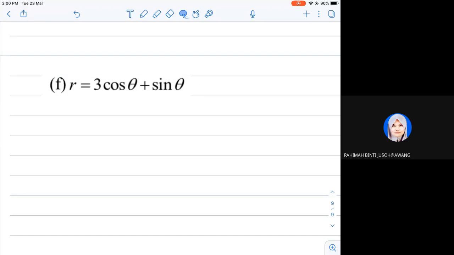R equals to 3 cos theta plus sin theta. What should we do now? Dia tak ada R kan dalam ni kan? Ada. So macam mana nak buat ni? We have to multiply both sides with R.